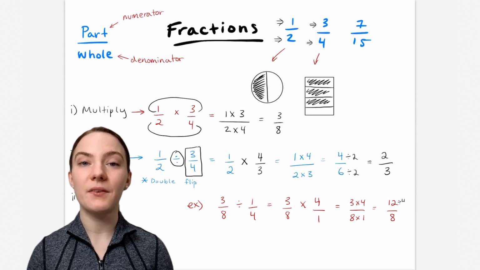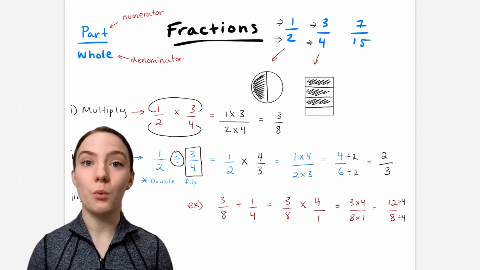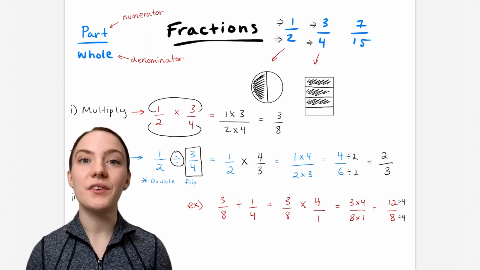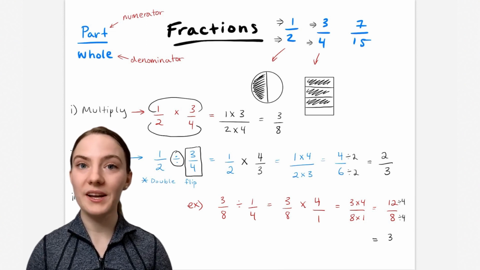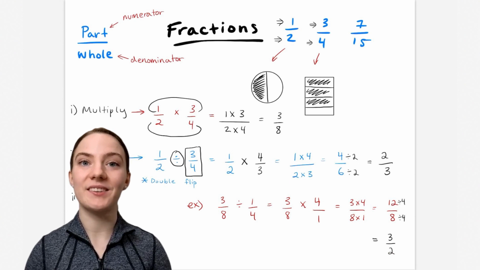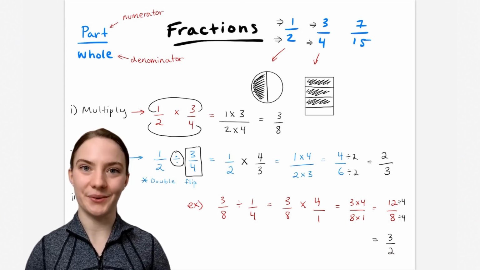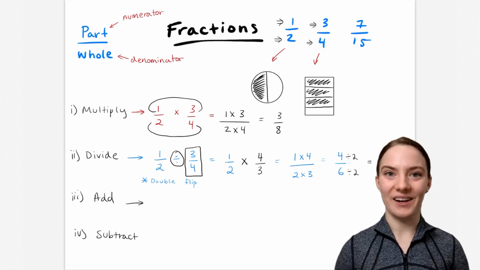But this can be simplified further, because both 12 and 8 are divisible by 4. So 12 divided by 4 gets us 3, and 8 divided by 4 gets us 2. So our final answer is 3/2. So that's how you would divide fractions.